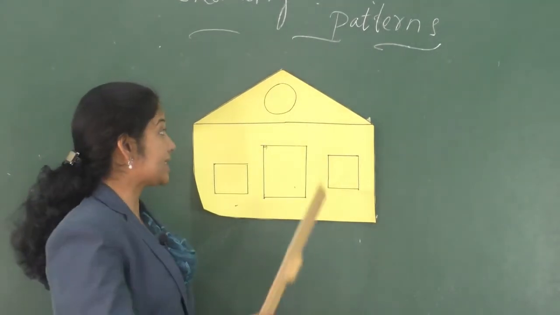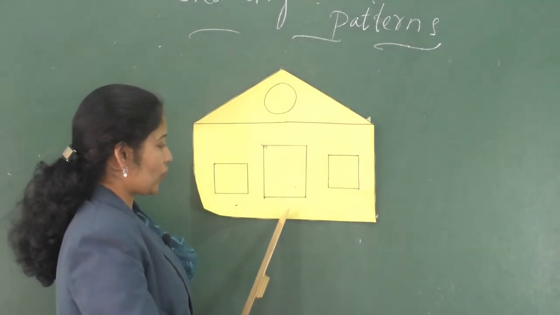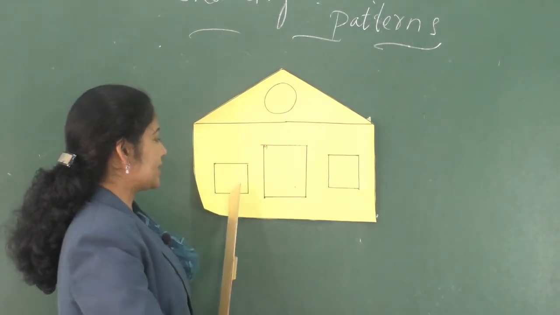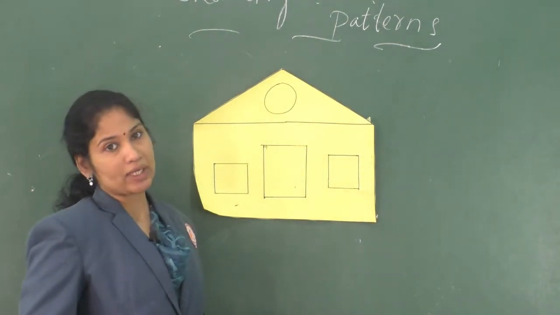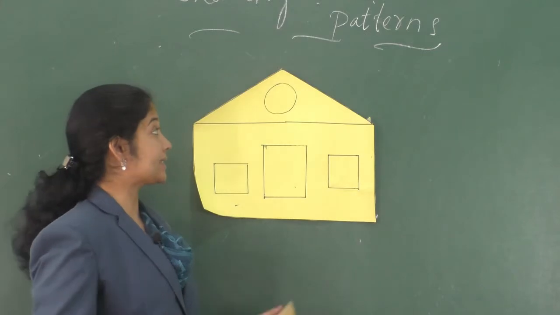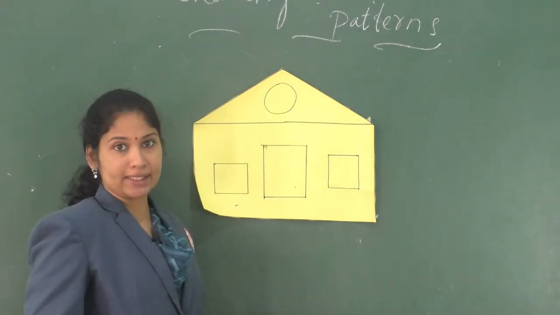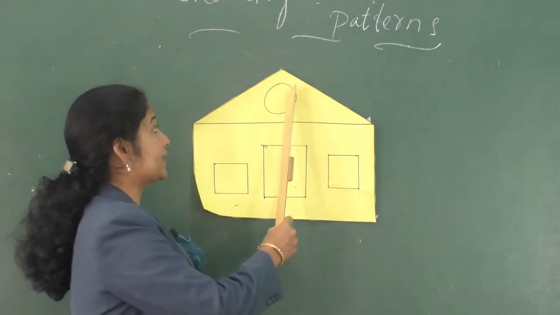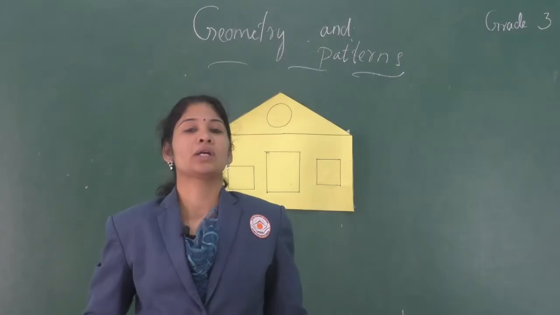How many horizontal lines are there? 1, 2, 3, 4, 5, 6, 7, 8. 8 horizontal lines are there. How many slanting lines are there? 1, 2. 2 slanting lines. And how many curved lines are there? Only 1 curved line. Yes.